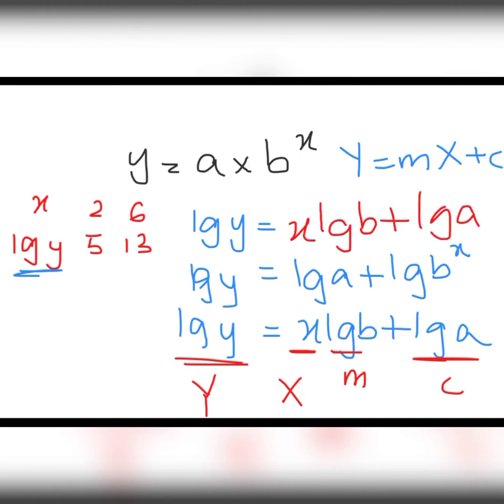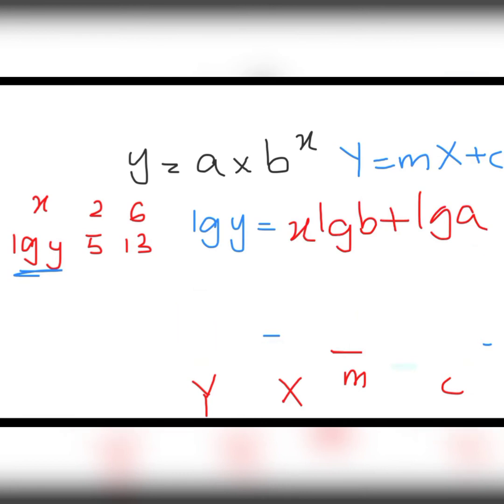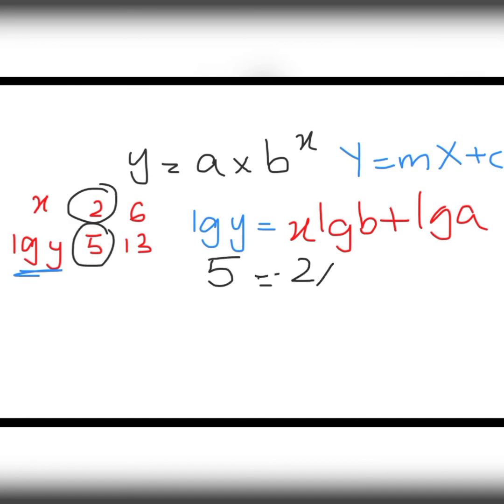This is our linear equation, and y equals a times b to the power x is our non-linear equation. Now, when we have this equation, we have capital Y and capital X, and we have values for capital Y and capital X as well. So when x is 2, LGY is 5. So LGY is 5 and x is 2 into LGB plus LGA.